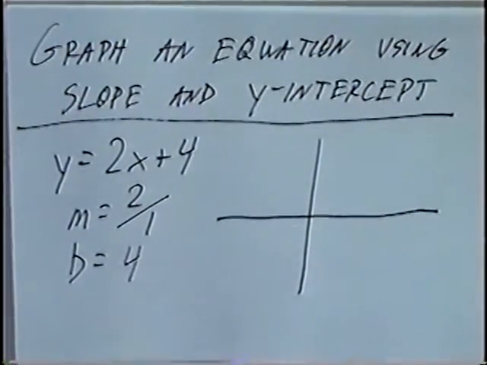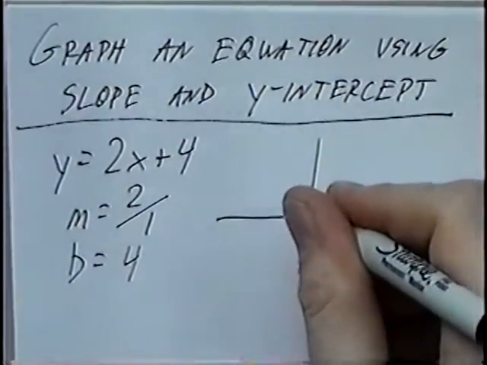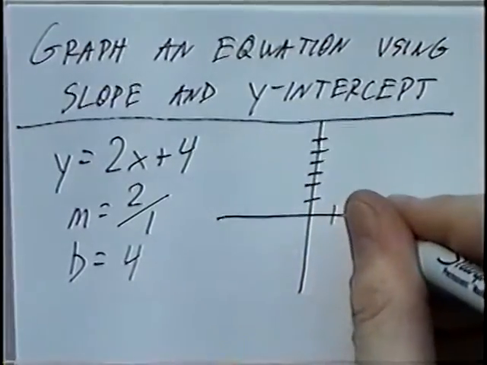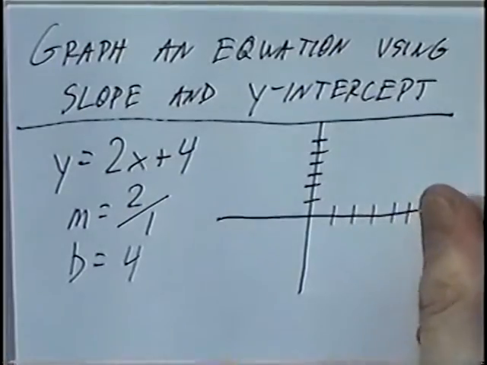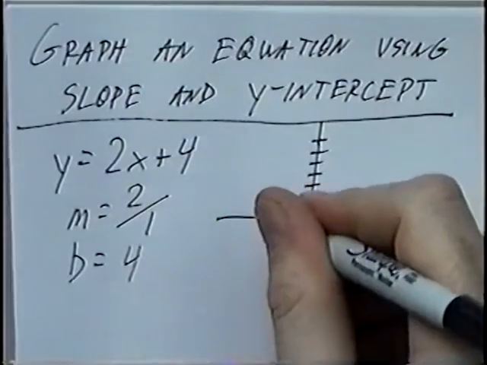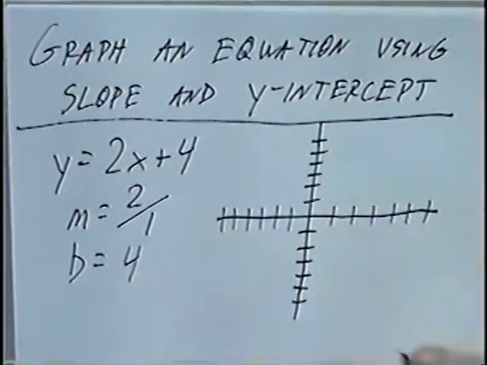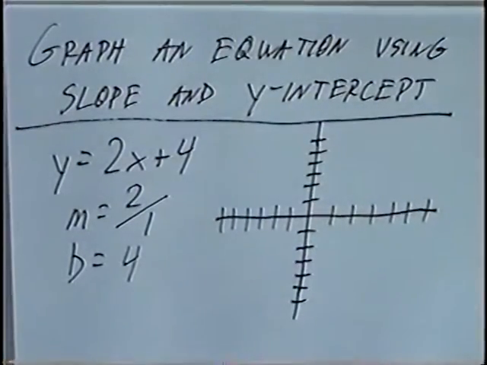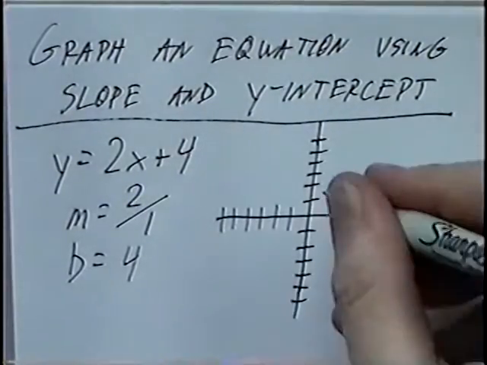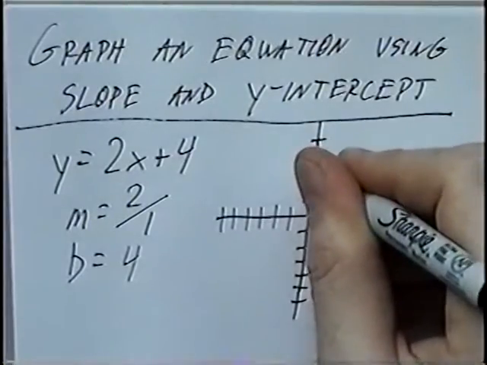Our biggest number is 4, but we'll be going 2 spots, so we'll put 6 in each direction. When graphing, we'll start with the b or the y-intercept. B equals 4 or the y-intercept equals 4. So on the y-axis, which is the vertical axis, we'll start at positive 4, which would be 4 spots up.